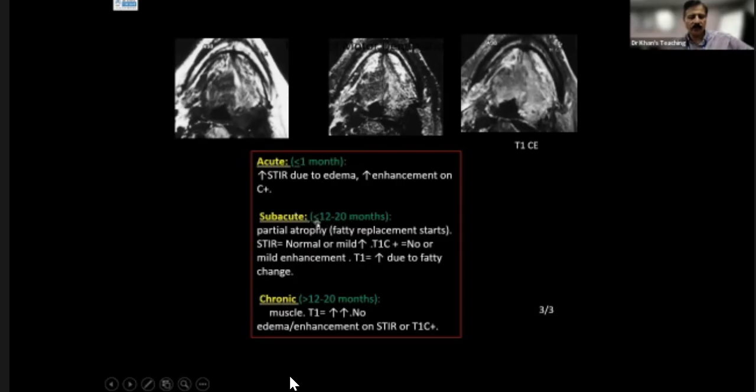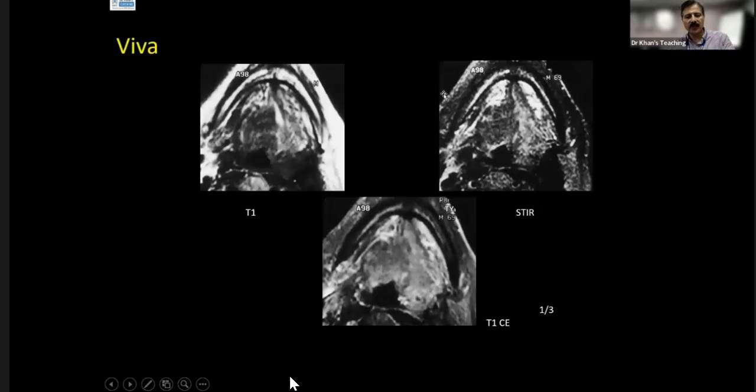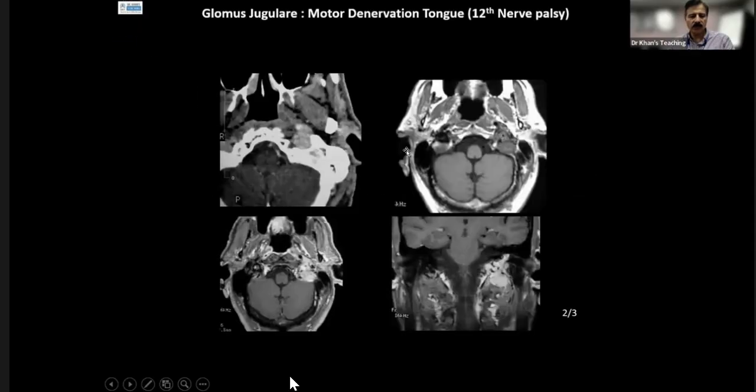And the definition of subacute is 12 months to 20 months. And then in chronic, there will be fatty change. So I just wanted to highlight this. I have shown you this case before, and it has come in the exam, by the way, this tongue denervation. And it can be shown to you on a CT scan with fatty infiltration. And the same concept occurs in other parts of muscles also. So this is just a revision.